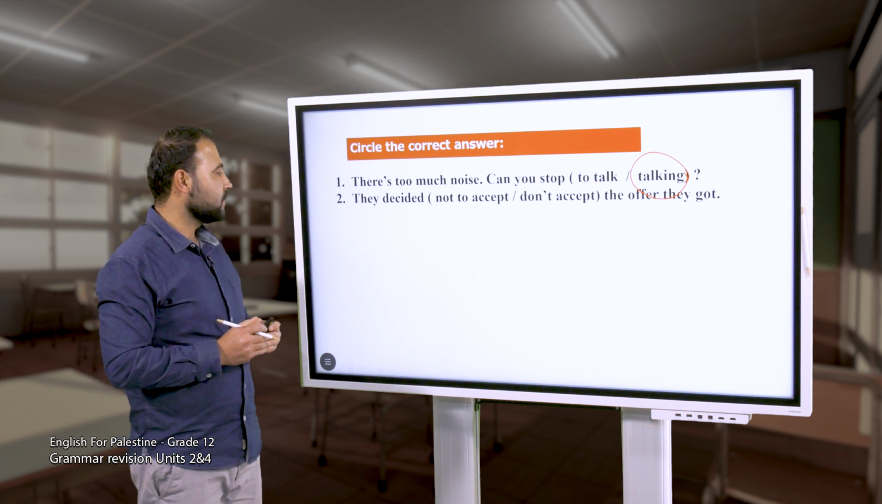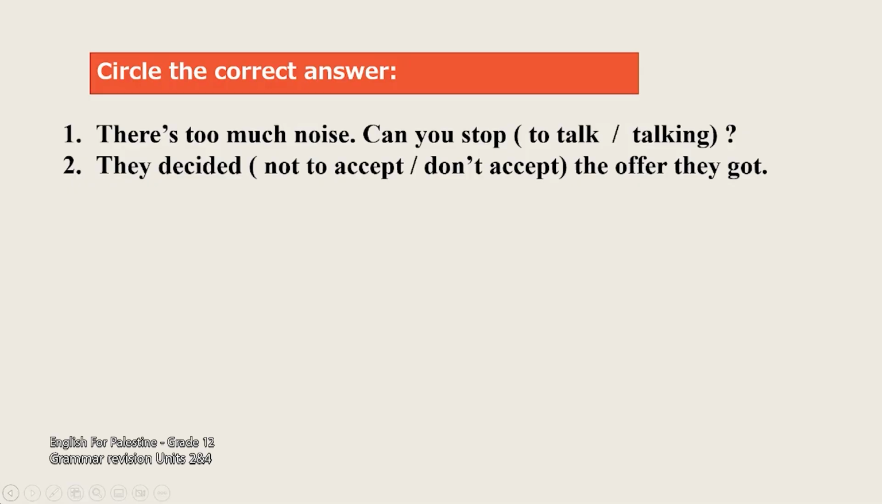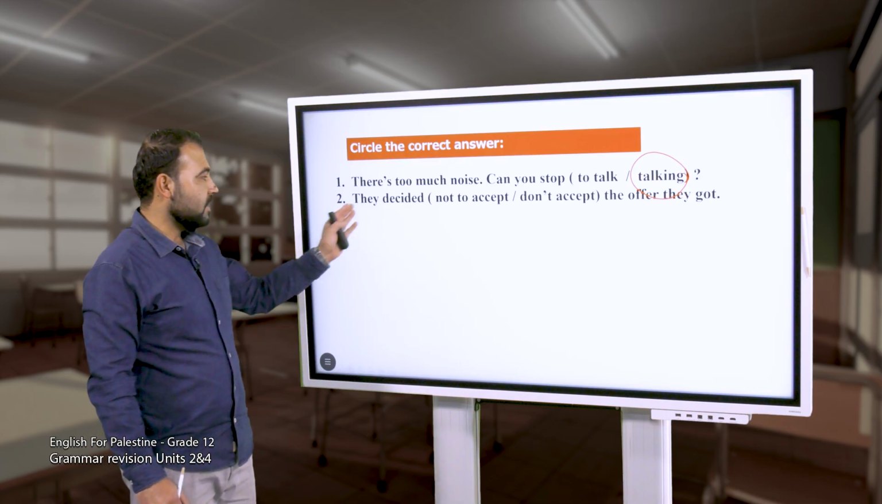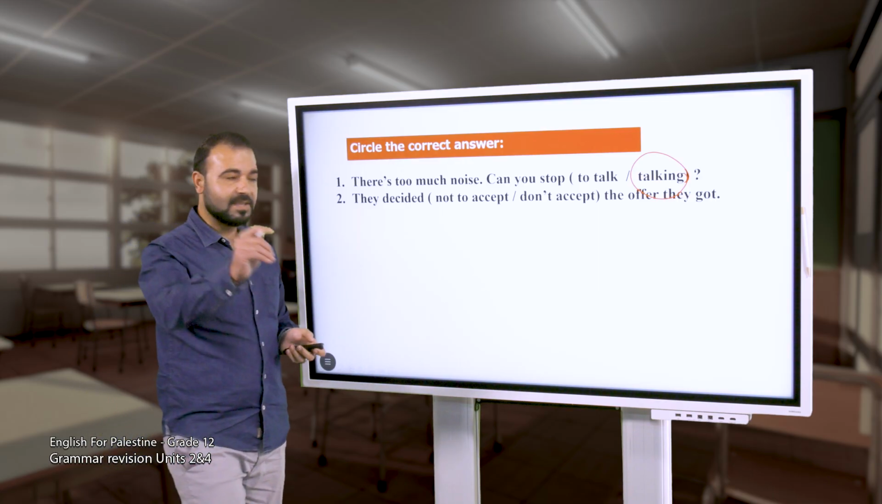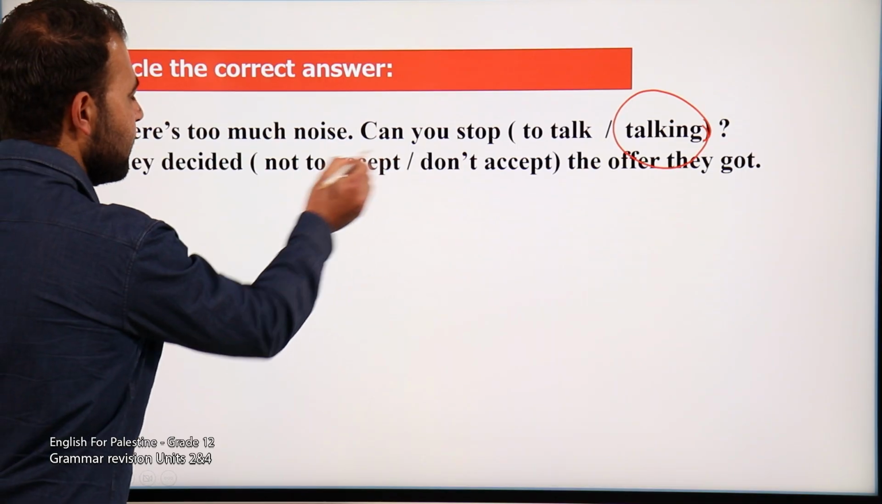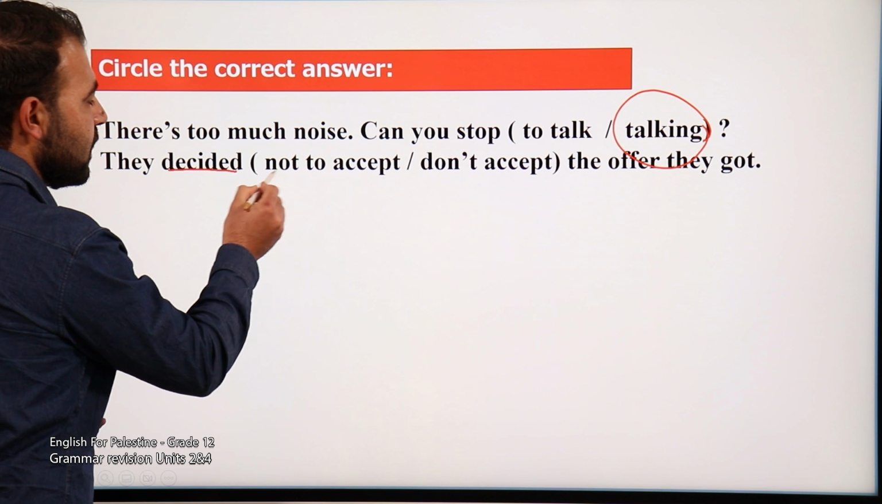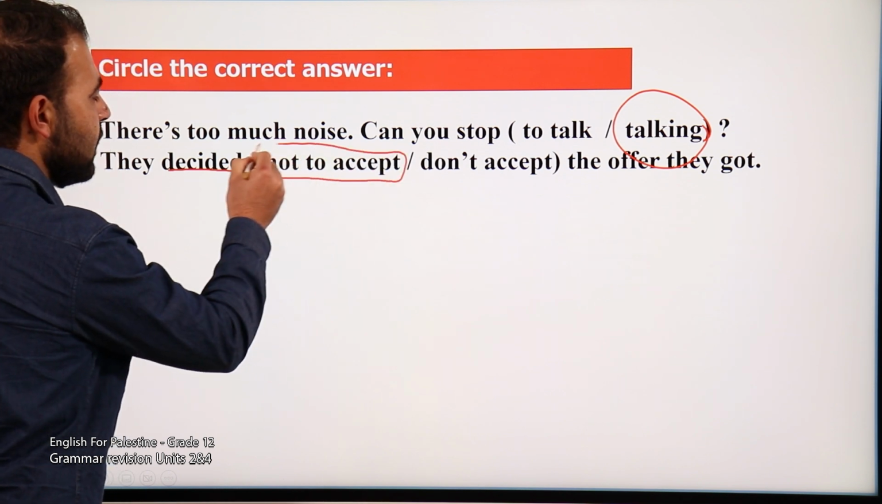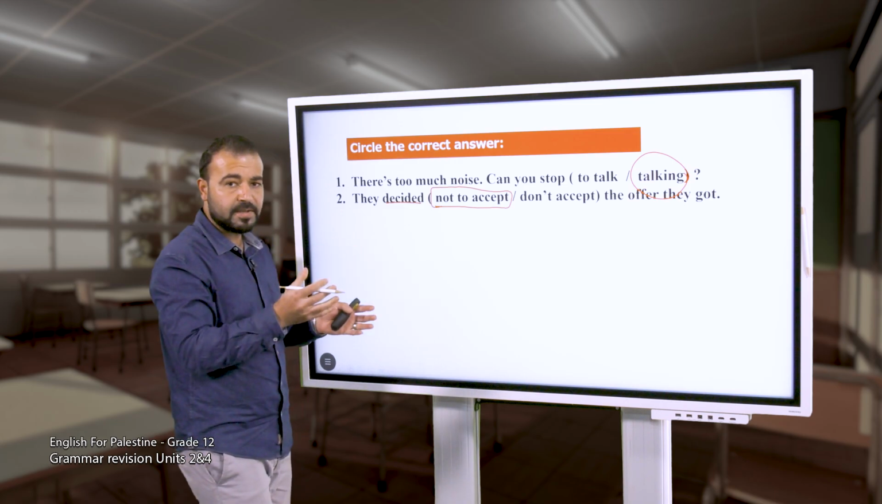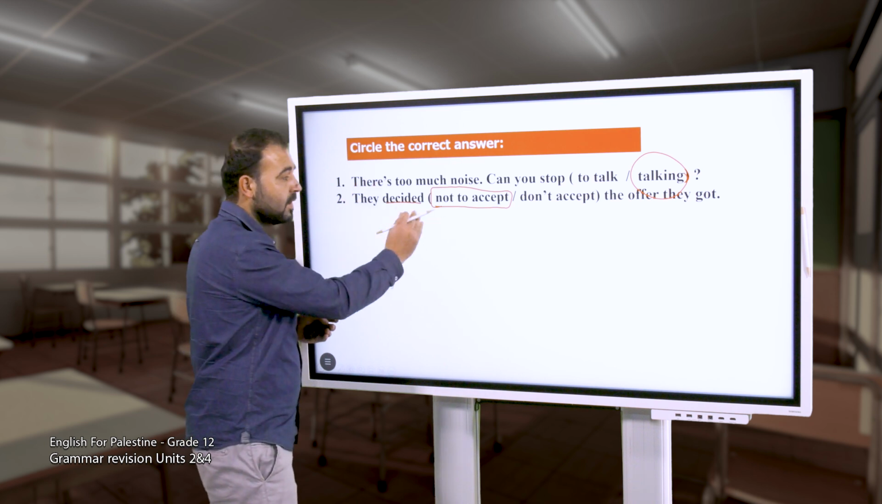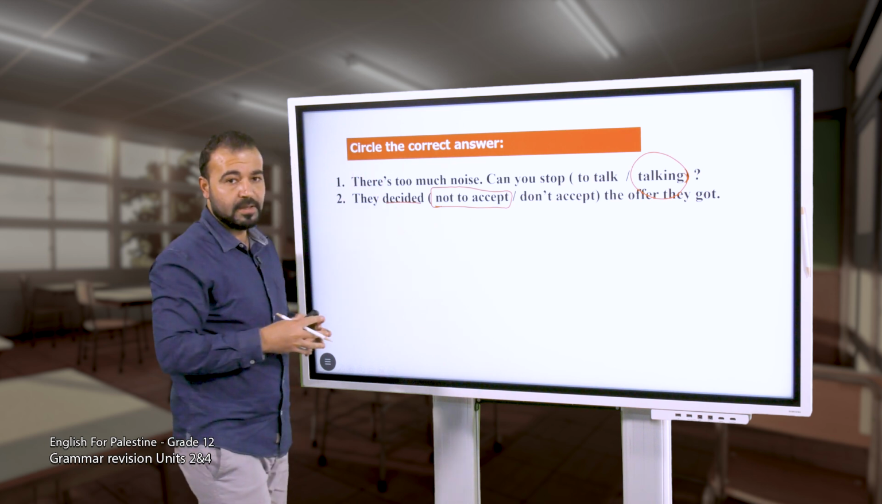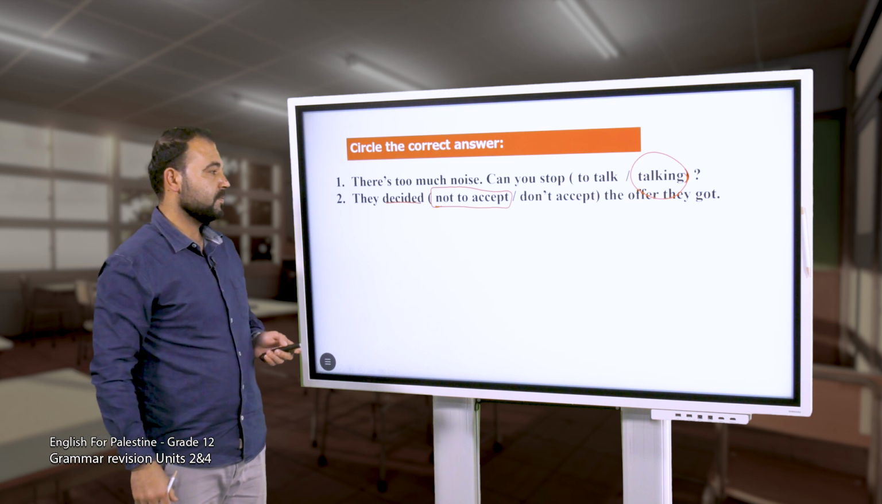Sentence number 2. They decided not to accept or don't accept the offer they got. They decided exactly not to accept, because here we have the verb decide, which is followed with the infinitive with to, and the sentence here is negative, so we use the negative before the infinitive with to.